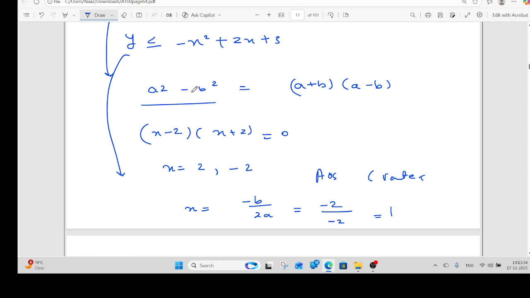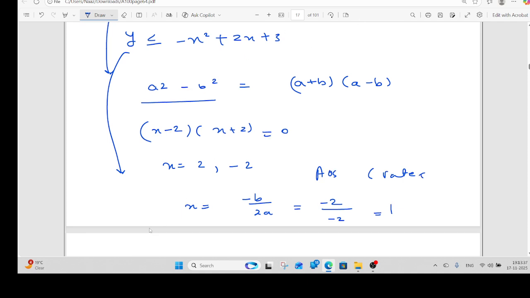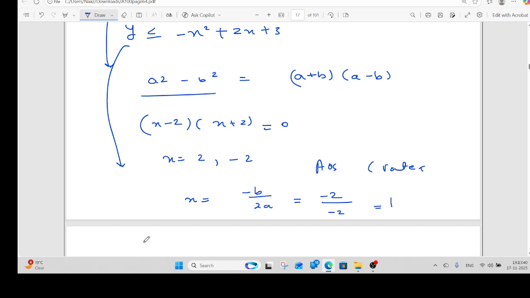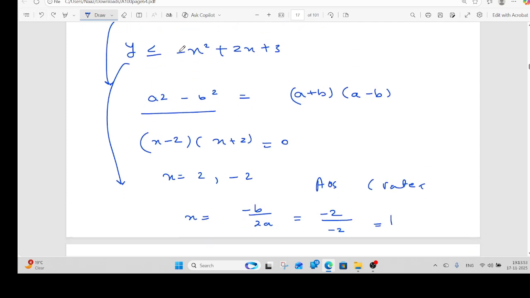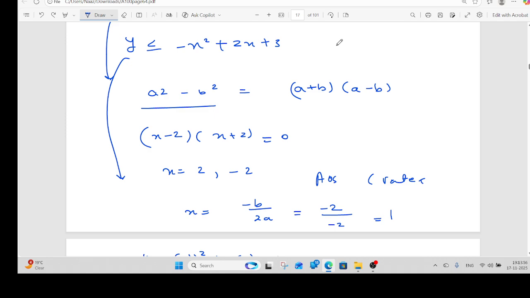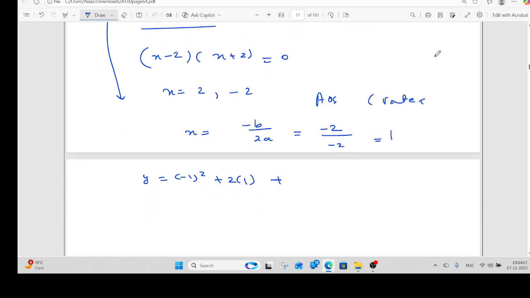If I plug it into my given equation, y is equal to negative 1 square plus 2 times 1 plus 3. Actually, this negative is outside, so I should keep it. I'm going to plug it in here again. Negative 1 square plus 2, 2 times 1 is 2, right, plus 3. So this is going to give me 4, right? So when x is 1, y is 4. So 1 comma 4 is my vertex, right?